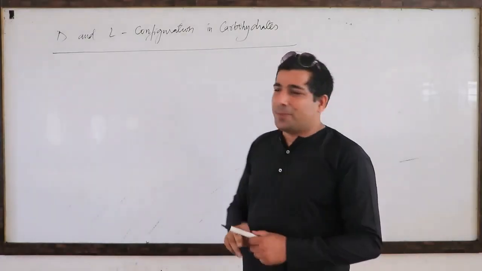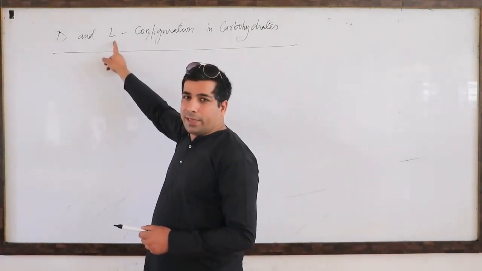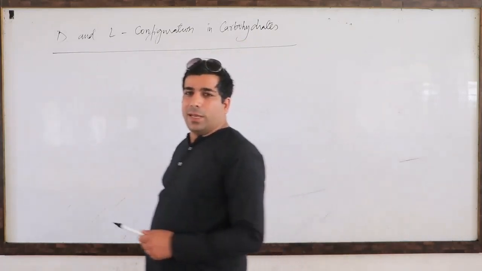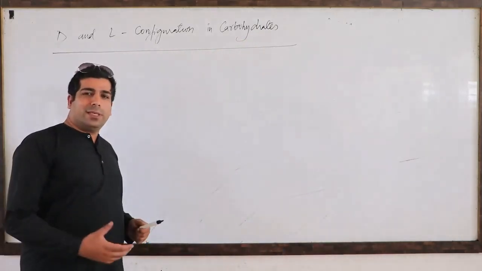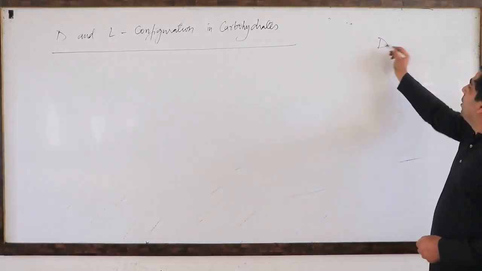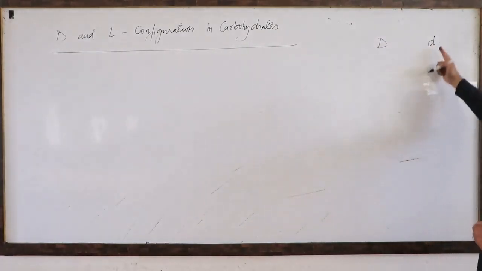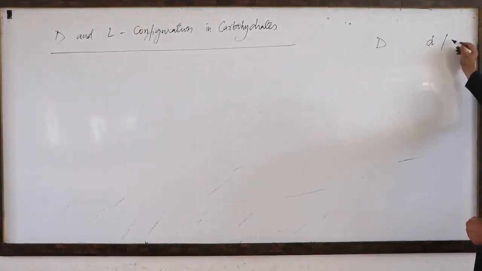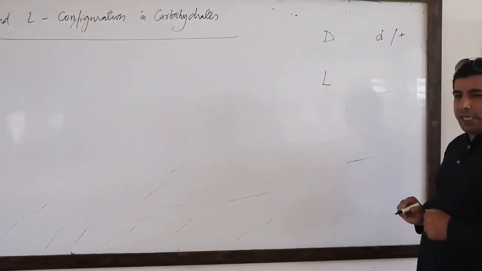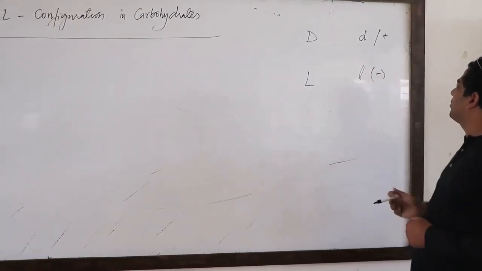So my dear friends, let's talk about the capital D and capital L configuration in carbohydrates. See here, most of the students do get confused when they try to differentiate between capital D and small d. Okay, small d is also represented by a positive sign. When you have capital L and you have a small l, and here we have a minus sign with us. Cool?